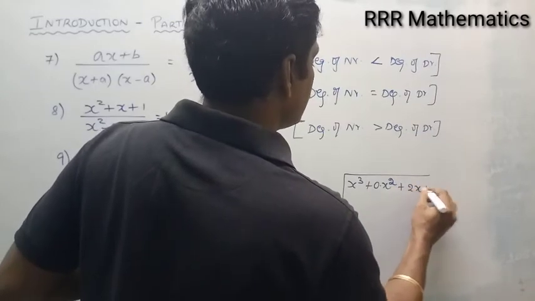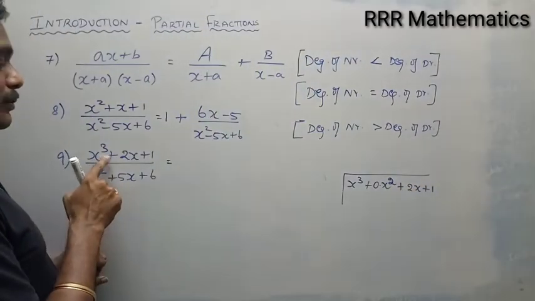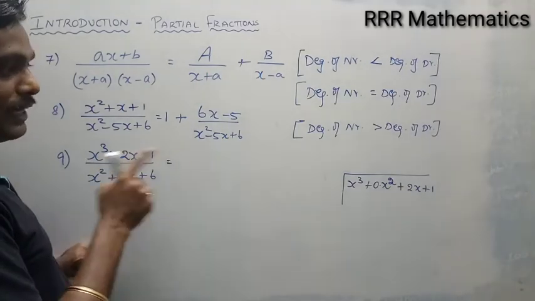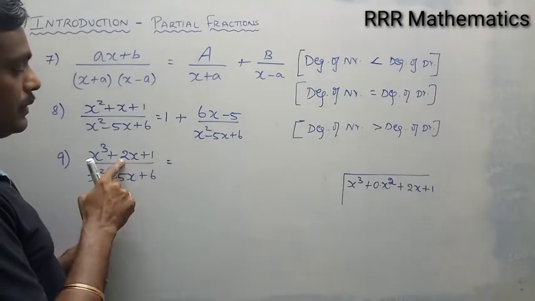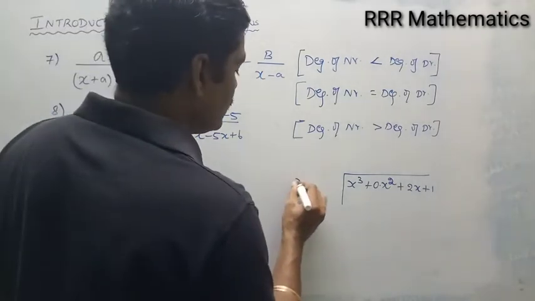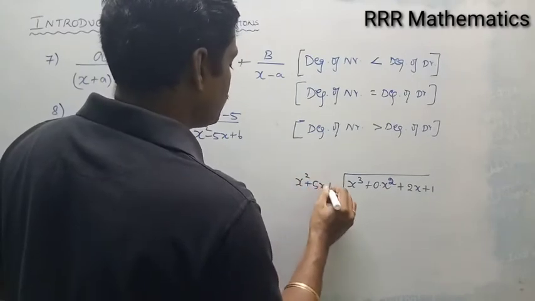plus 2x plus 1. Numerator x cube, the x square term is missing, so 0 times x square, and 2x plus 1. Write the denominator here: x square plus 5x plus 6.